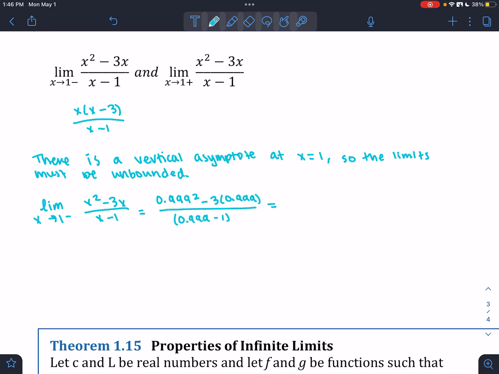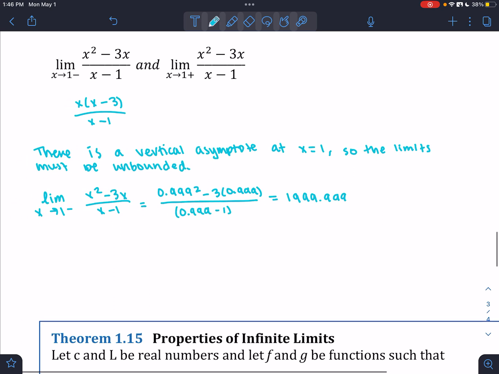It's not huge yet, but did anybody do it? What'd you get? Almost 1,999. What's going to happen as I get further is it's just going to keep adding a digit, right? And so the key is it was a positive big number. So what are we going to say is our limit? Positive infinity. Positive infinity for the left limit.